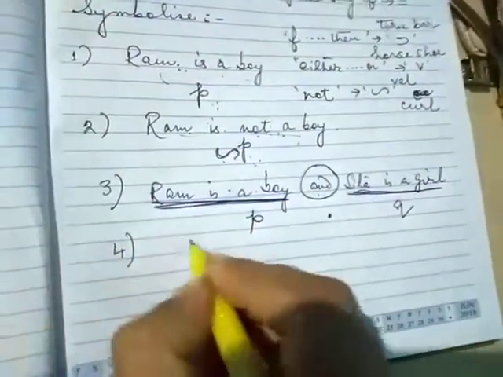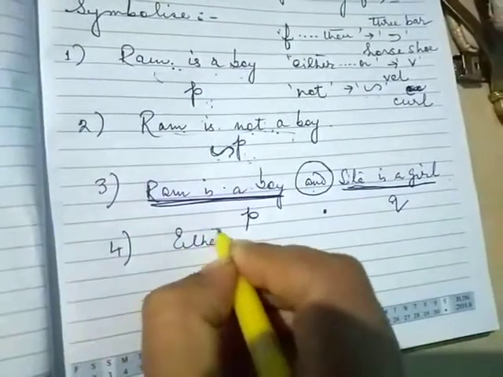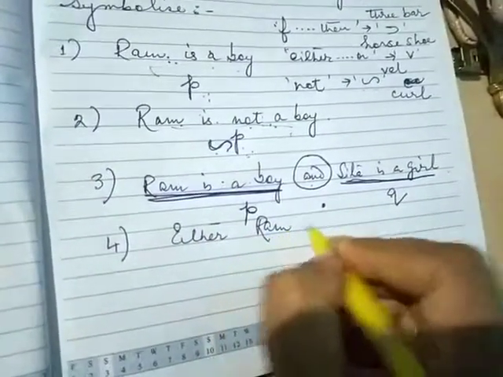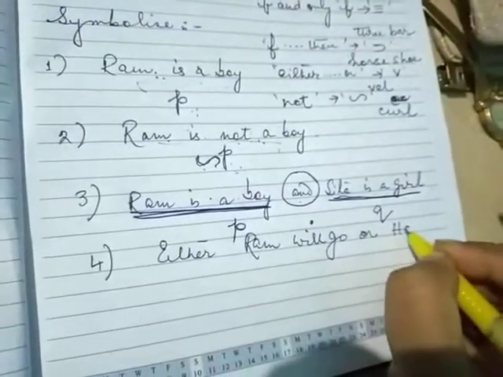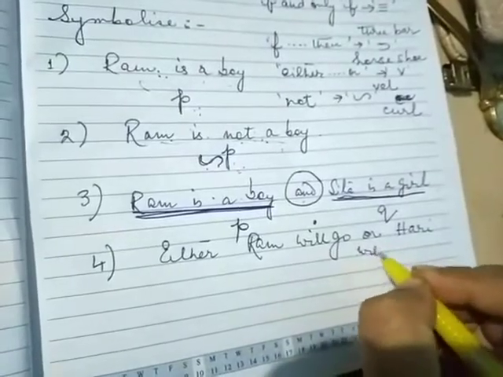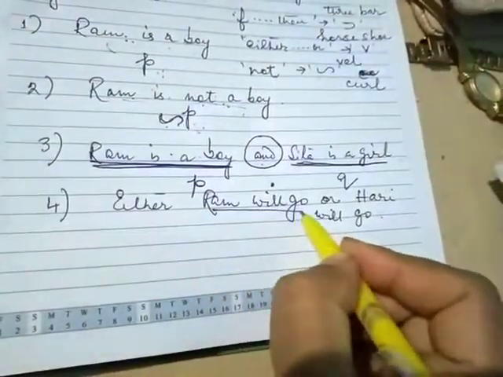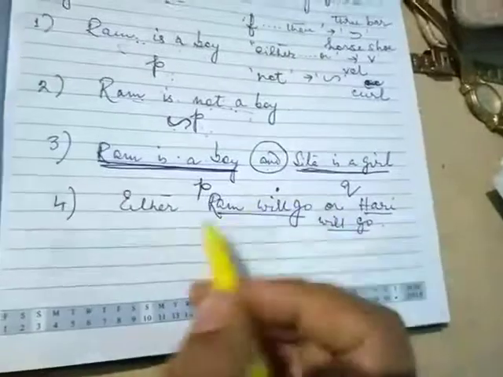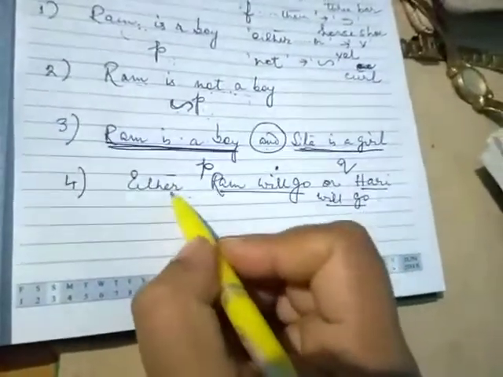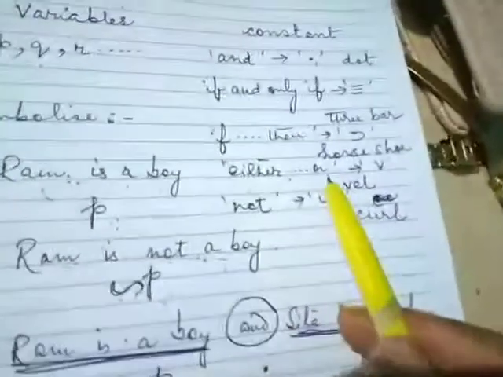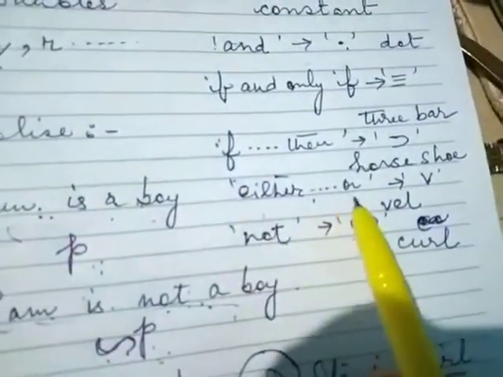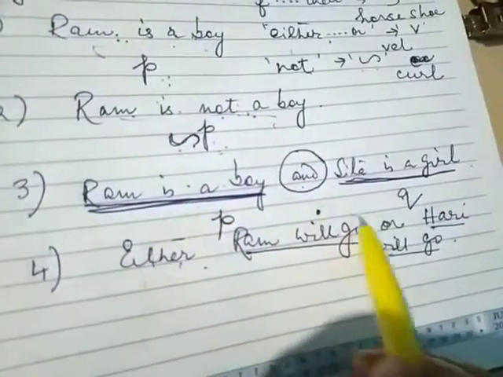Coming on to our next one. Either Ram will go or Hari will go. Now here again there are two sentences or two propositions. One is Ram will go, another is Hari will go. Either is not a proposition, it is a connective. See, we have a connective either dot dot dot or.